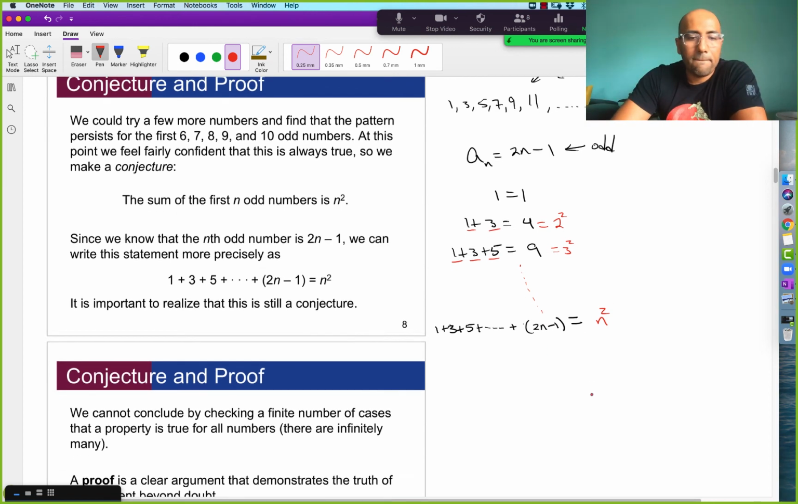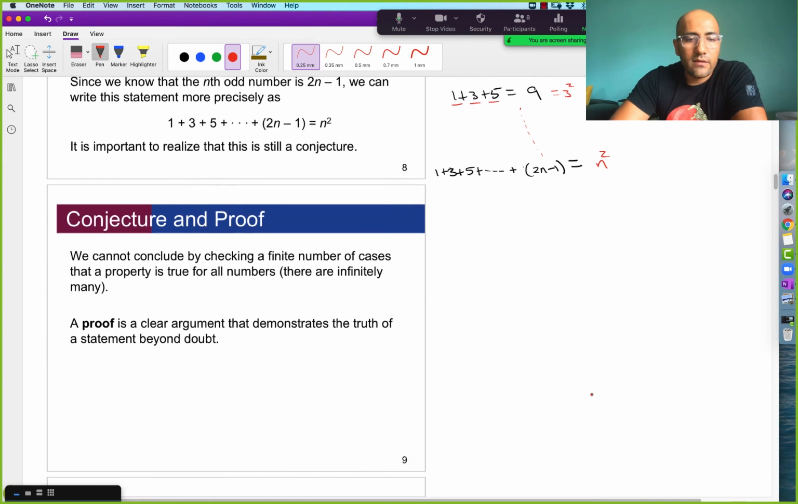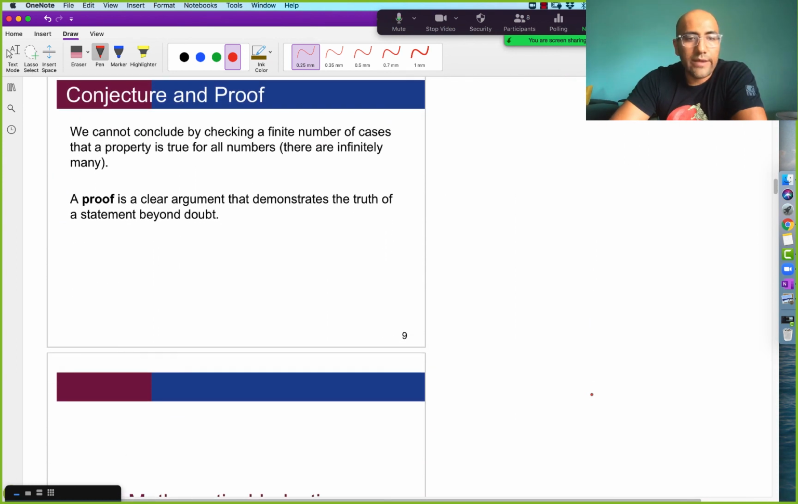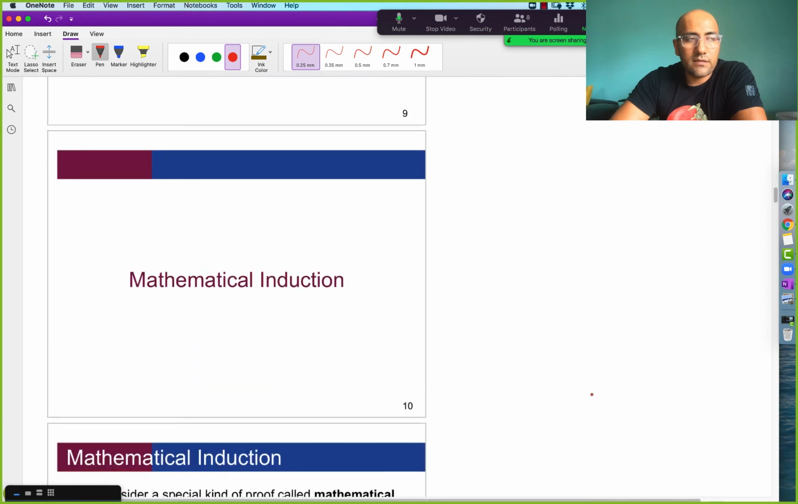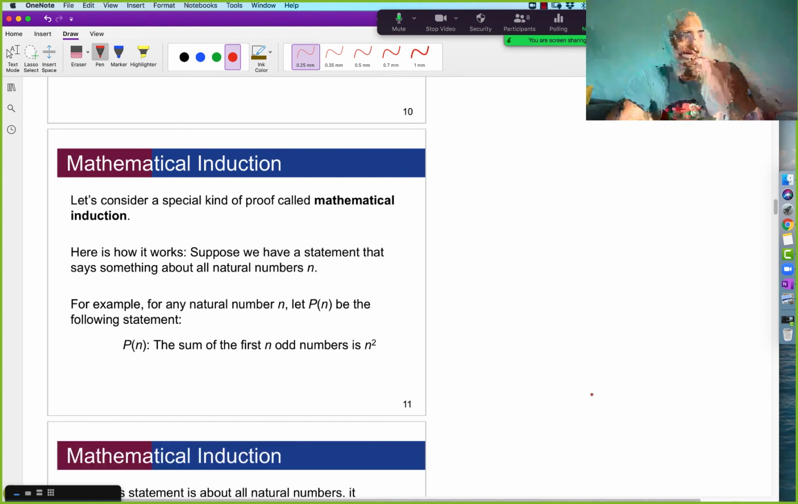Okay. So we cannot conclude by checking a finite number of cases that the property is true for all numbers. We require a more formal proof setting for that. And again, one of those ways is to prove it by the method of induction. So what is the method of induction? Let's consider a special kind of proof, mathematical induction. Here's how it works. Suppose that we have a statement that says something about all natural numbers. For example, that for any natural number n, P of n be the following statement.